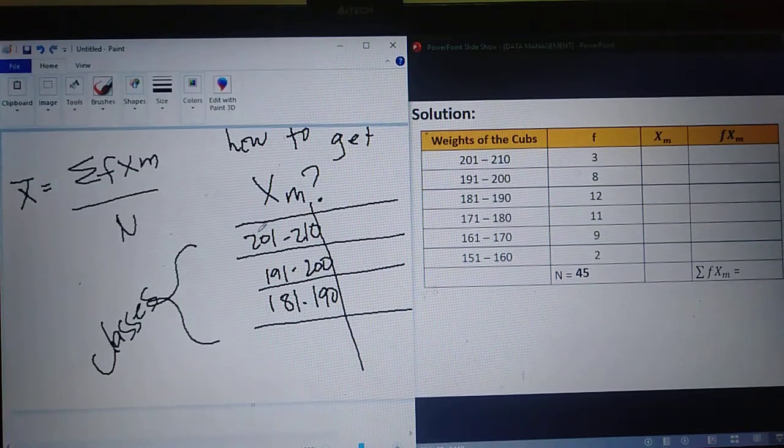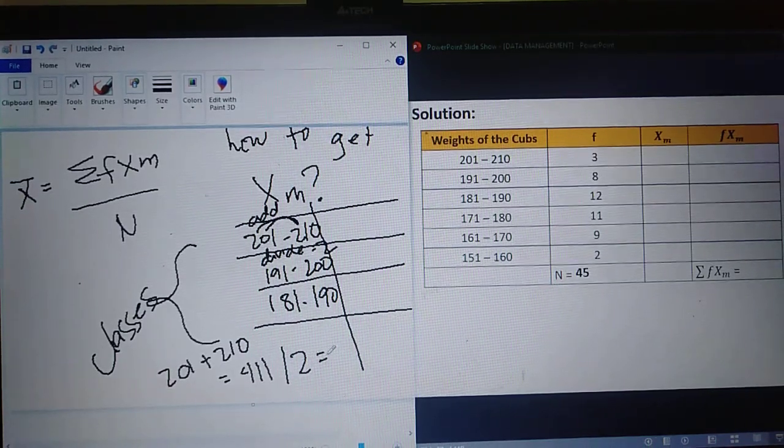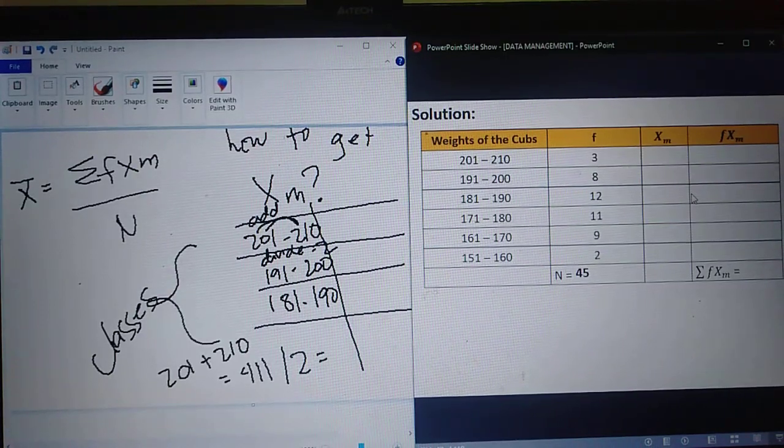All you have to do is to get the sum of these two. Add. And then, i-divide mo into 2. For example, 201 plus 210, the answer is 411 divided by 2, we can get 205.5. Tignan natin kung 205.5 ang sagot natin. Yes, 205.5. So, yun lang po ha. I-add mo.